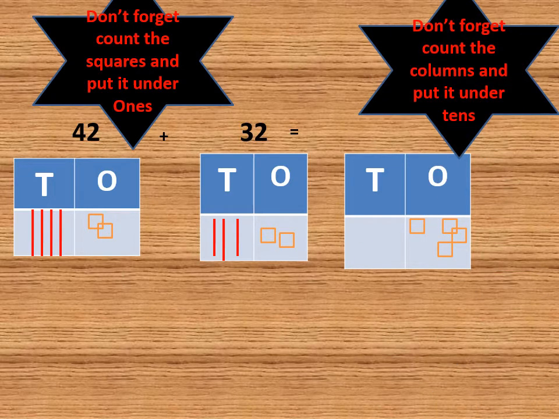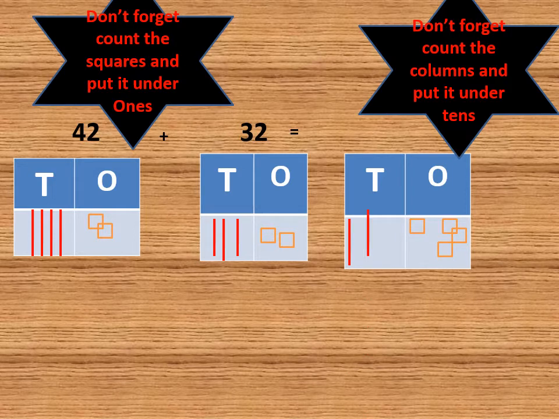Okay, don't forget to count the ones in 42 and then in 32. Count how many ones, here and here. I mean count the small squares and put it under ones. Then count tens. How many tens? And put it under tens.